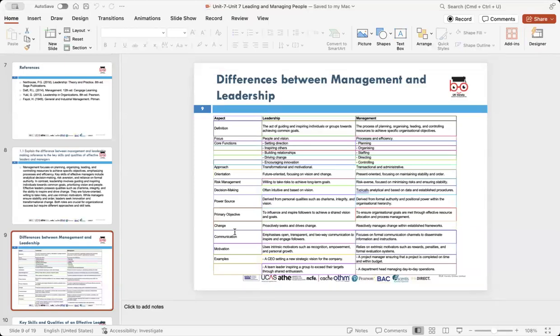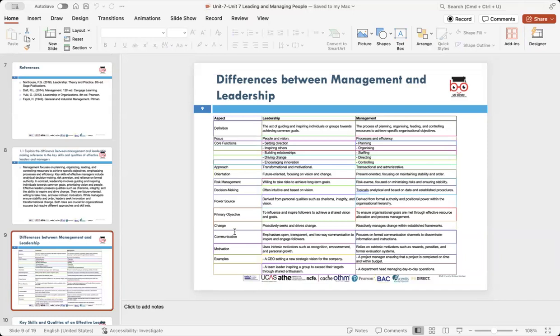So again, a difference between managers and leadership. Leadership and management differ in several key areas. Leadership is about motivating people and setting a vision, while management is about organizing resources and ensuring smooth process. Leaders focus on people and the future, often taking risks and using inspiration to drive changes. Managers focus on present tasks, minimizing risks and making data-based decisions.